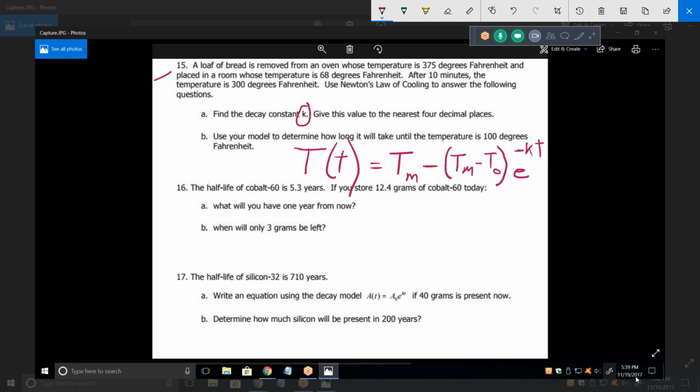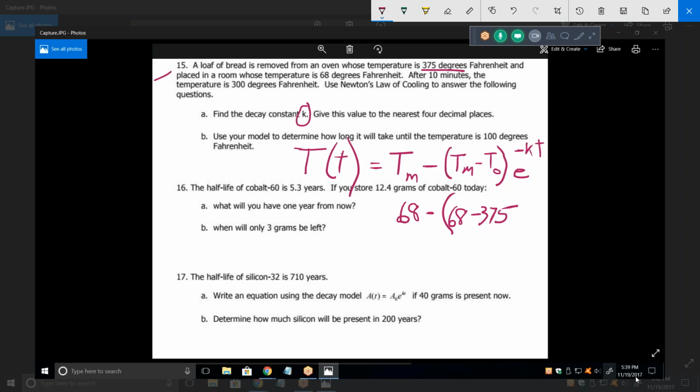Now, let's figure out what everything is. What's the 375? Is that the T sub m? Oh, T sub m is the temperature of the medium. T sub o is the original temperature. Oh, okay. So that's 375. And what's the temperature of the medium? Is that the 68? So that's 68, and this is 68.